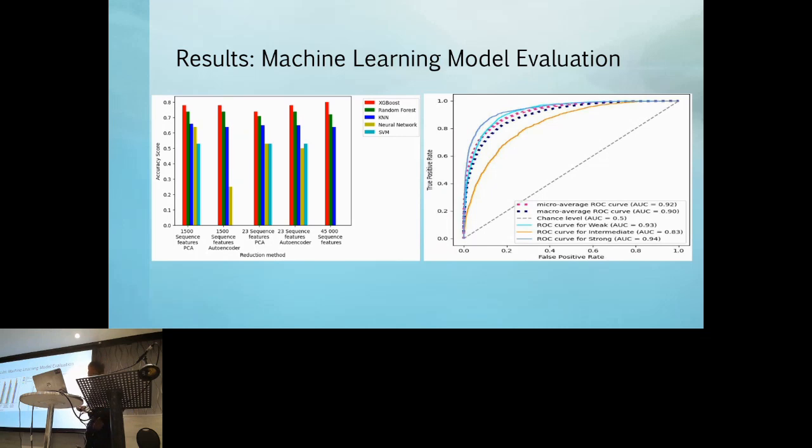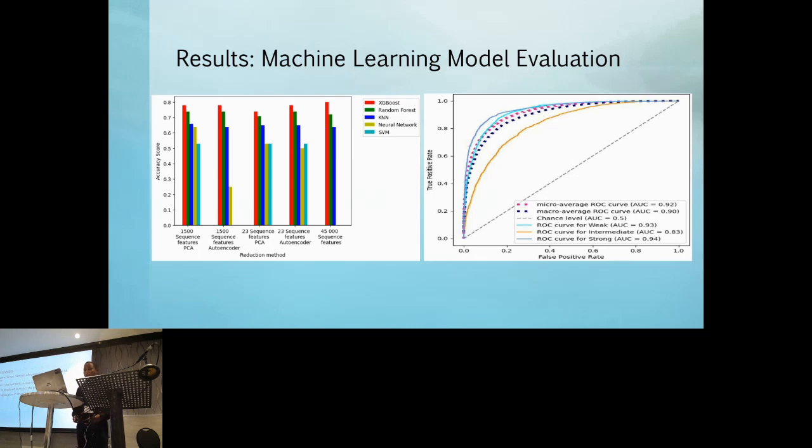And then on the far right, this is the receiver operating characteristic curve, which shows the level of the area under the curve. What the area under the curve score tells us is how well the model can distinguish between the different potency levels of the drug molecule of interest with respect to the cytochrome P450 enzyme.